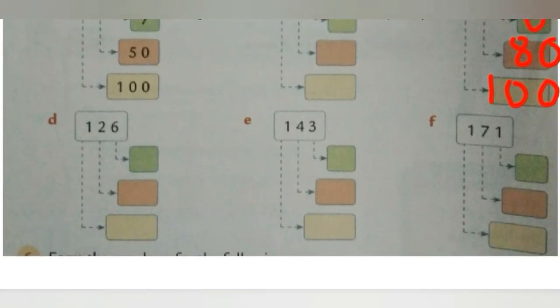Let's check out one more question. 126. Here 6 is in ones place, 2 is in tens place, and 1 in 100 place. So how will it be written? 6 in ones place, 20 in tens place, and 100 in 100 place. Scholars, the remaining you can practice in your notebook.